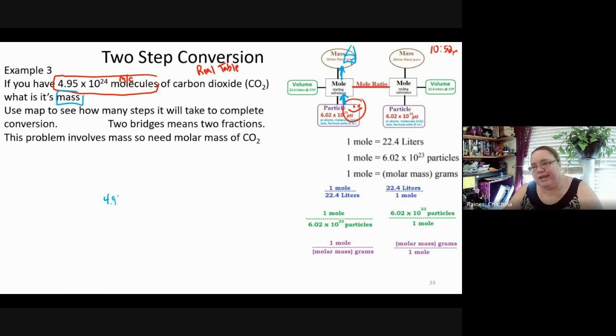So, 4.95 times 10 to the 24th molecules CO2. I don't know why I made that one C so big, but whatever. So since we are trying to get rid of molecules, it must go on bottom. If molecules is on bottom, that means we've got to put Avogadro's number with it. If molecules is on bottom, that means 1 mole must be on top.